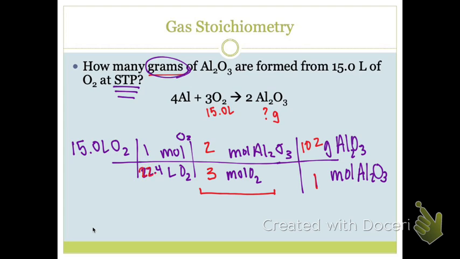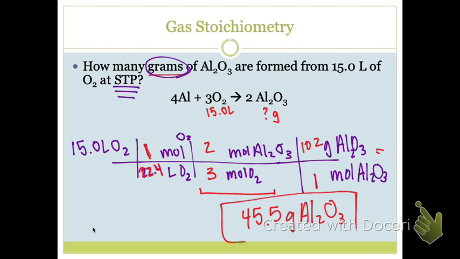22.4 works because I'm at STP. Let's see here. I started with less than 1 mole of oxygen, so that gives us a bit of an idea of what our answer could be, a range. Did we get about 45? Yes or no? Yep. Al2O3.